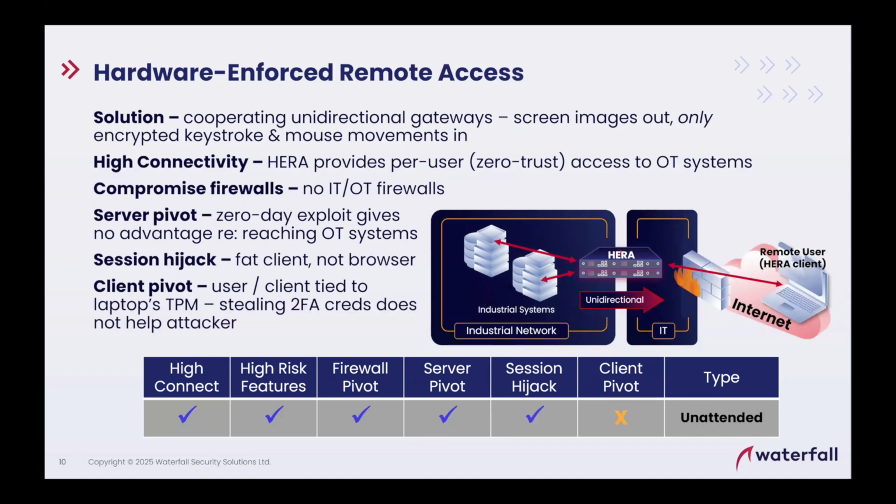Here's something new in the world, hardware enforced remote access. Again, it's used most commonly, but not exclusively, when you've got an outbound gateway and you need remote access to come in. How does it work? The HERA, the hardware enforced remote access solution, is 2 gateways, one out, sending screen images out, one in, sending keystroke and mouse in. And each gateway has 2 CPUs in it. So the HERA solution has 4 CPUs, 2 on the inside, 2 on the outside. Each gateway, the outbound gateway, has 2 CPUs, one that gathers the screen images and sends them out, and the other one gathers keystroke and mouse.